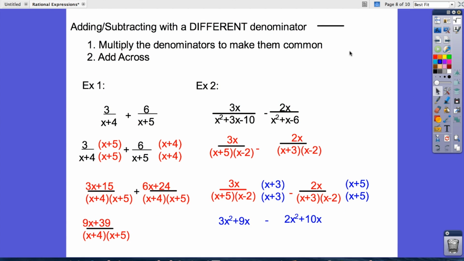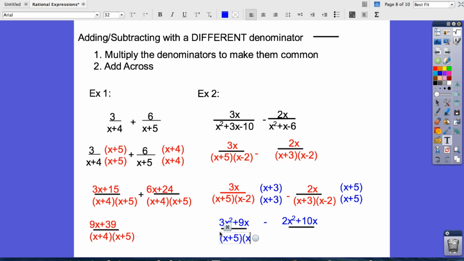And your denominators now should be matching. So you will have on your denominator x plus 5, x minus 2, x plus 3. Notice, no need to multiply that out. It's just a waste of your time for now.